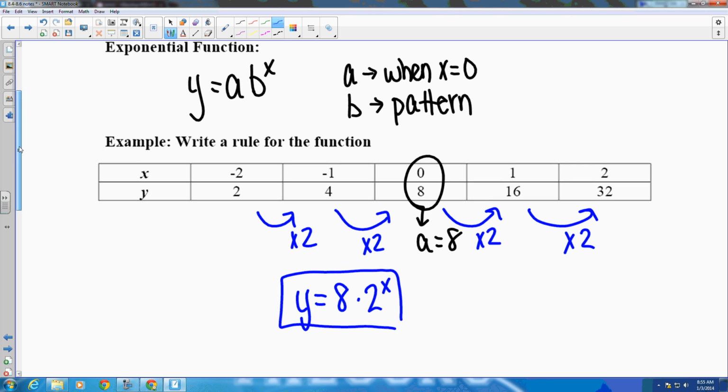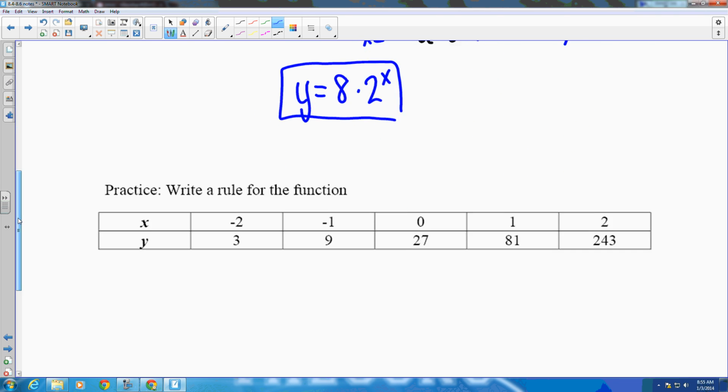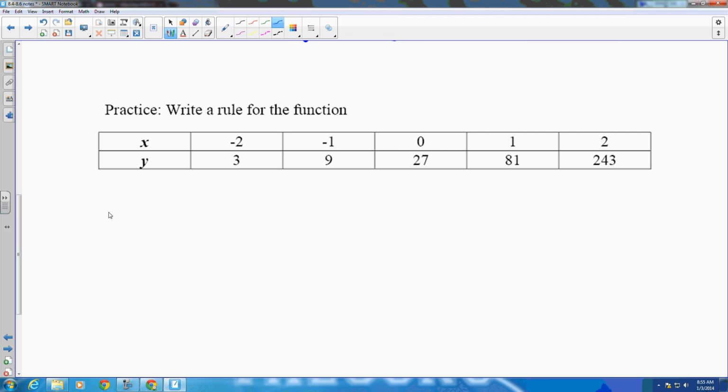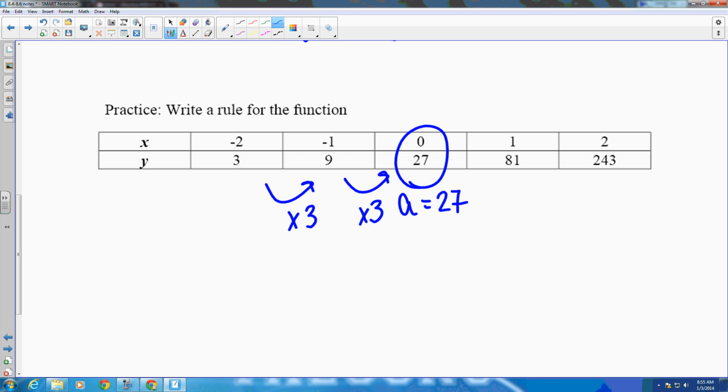Okay, that's it. Next one. Identify your a first. And b is your pattern, multiplying by 3 every time. So once you recognize that, y equals 27 times 3 to the x.